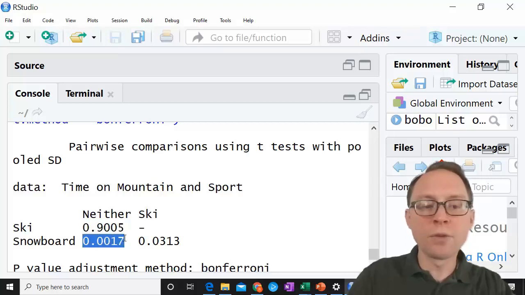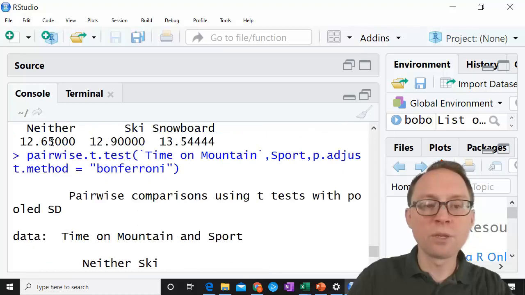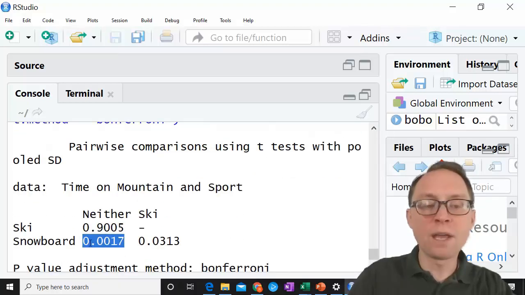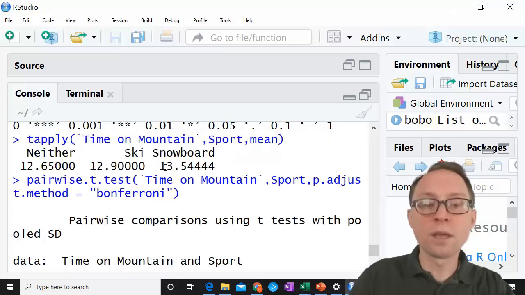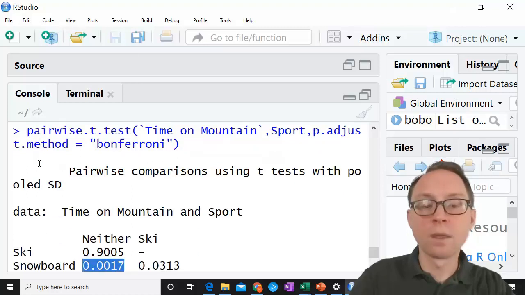This is the p-value of neither versus snowboard, right? So neither, 12.65, versus snowboard, 13.54. The p-value of the t-test that compares those two means is 0.0017. That means there is a significant difference. We can say that snowboarders spend significantly more time on the mountain than people who prefer neither snowboard nor skiing.